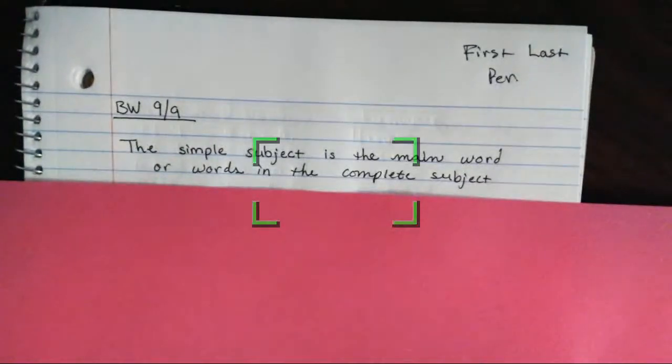Alright, so let's go ahead and get started. I will tell you when you need to take notes. So the first thing that you want to take notes on is right here. The simple subject is the main word or words in the complete subject. So go ahead and take that down. The simple subject is the main word or words in the complete subject. Okay? So remember, you can pause this at any time, so I'm going to go ahead and keep moving on, while if you need to pause it, go ahead and do that.